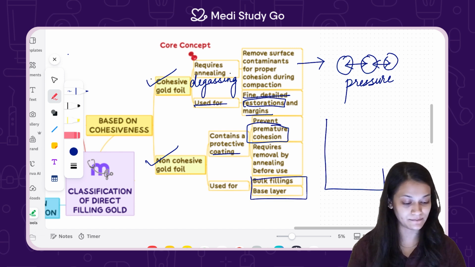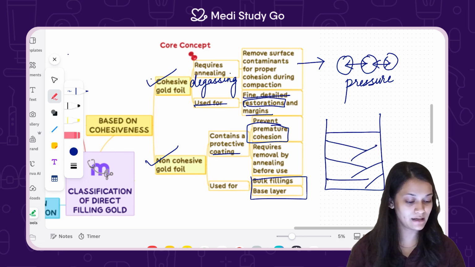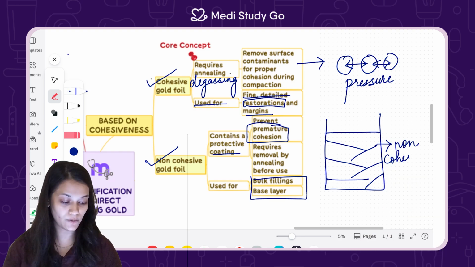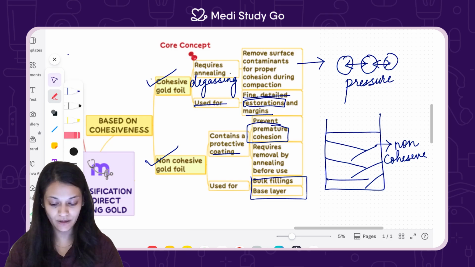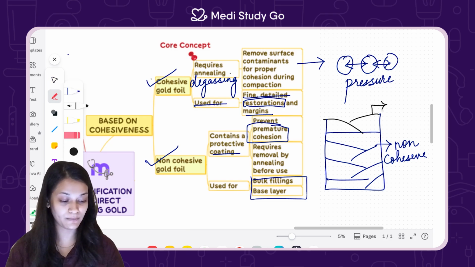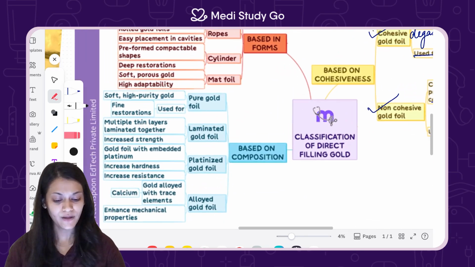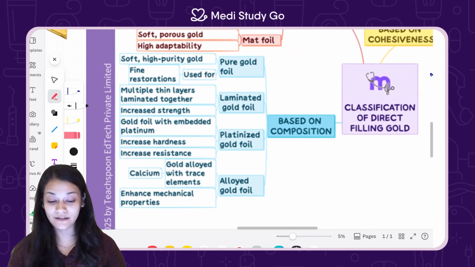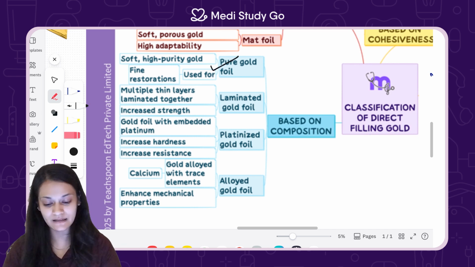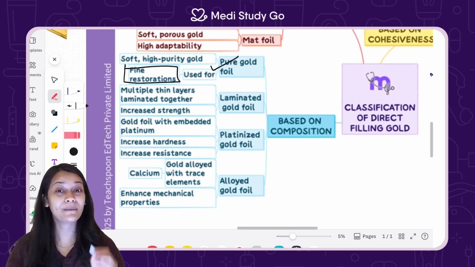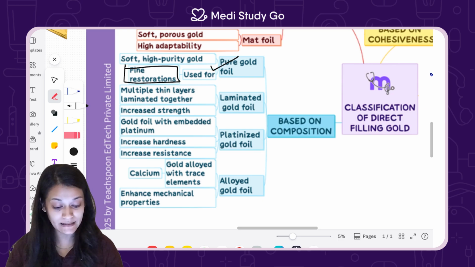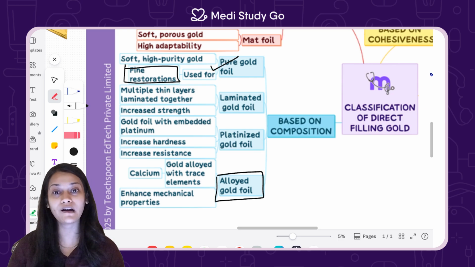So if I have a cavity, I know it's going to happen in increments. So my bulk will be formed by non-cohesive and the upper layer will be formed by the cohesive ones. So this is how you can classify based on the cohesiveness. Based on the composition, now it can either be pure gold foil that we have actually been seeing, so we can use it for fine restoration. But I told you it's going to be softer. So you do need something that's called electroalloy or alloyed gold foil.